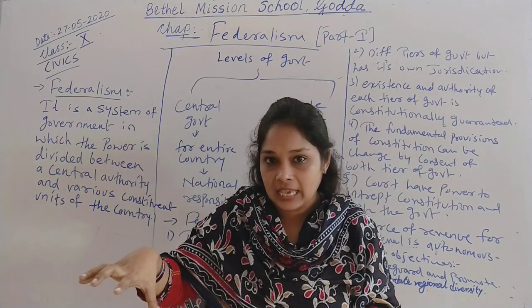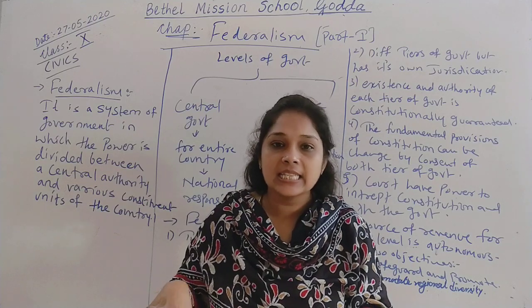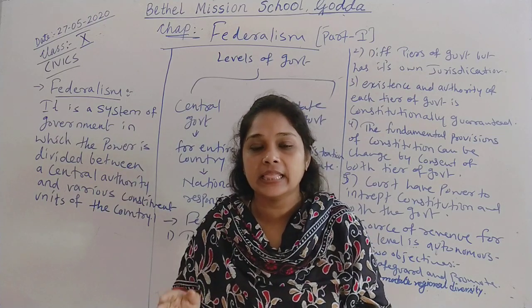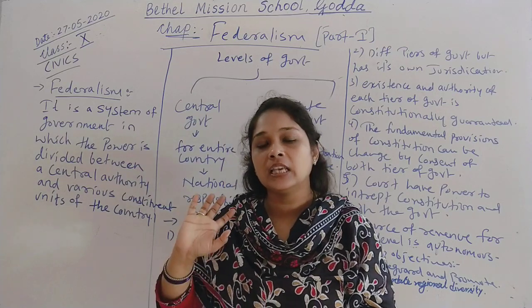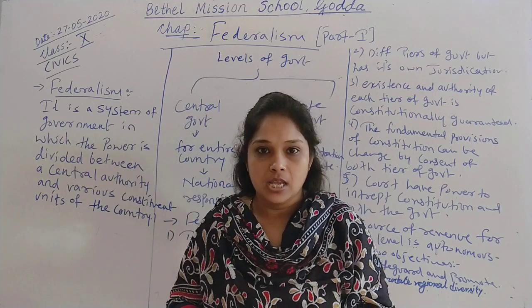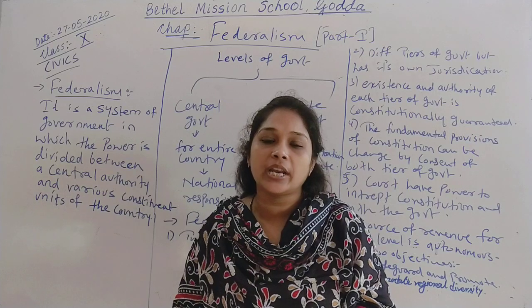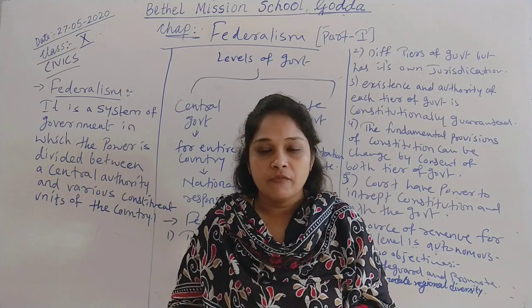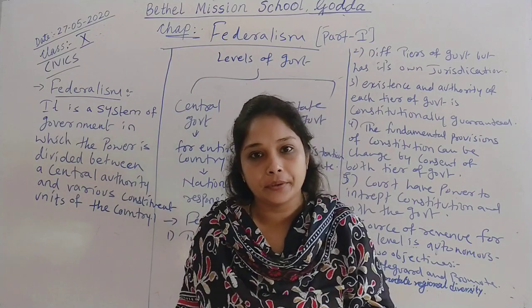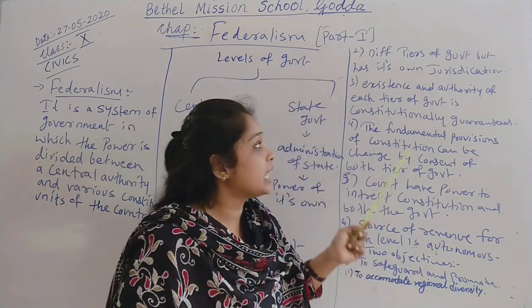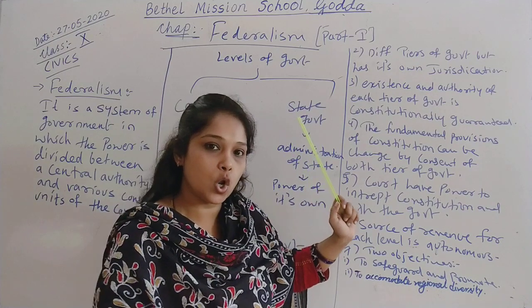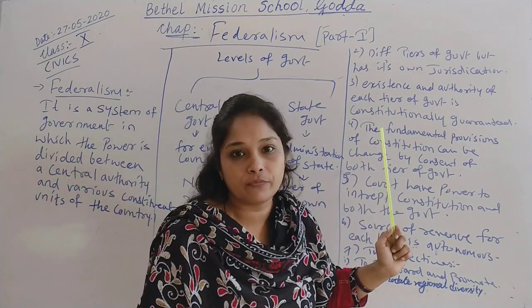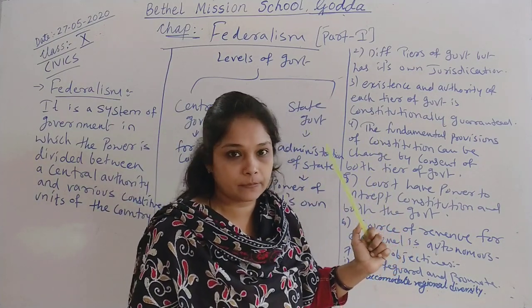So each state has its own government, and that state government has a right to take decisions regarding the matters of their own state. And central government has a right to take decisions for the whole country with the consent of each state government. So each tier of government has its own jurisdiction, its own law, its own function to perform, its own duties.